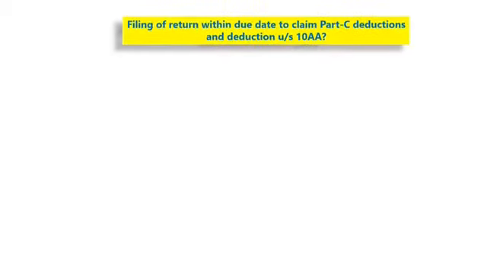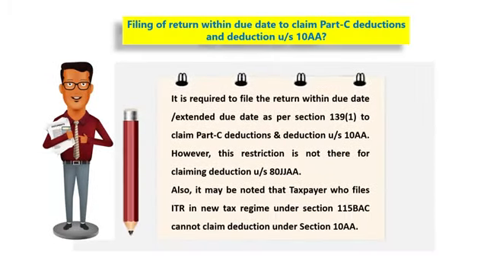If you wish to claim the deduction under Section 10AA, you are required to file the return within the due date or extended due date as per Section 139 subsection 1 to claim the deductions under Section 10AA. However, this restriction is not there for claiming deduction under Section 80JJAA. Also, please note that the deduction under Section 10AA is not available in the new tax regime. So, if you are filing your return in the new tax regime, you cannot claim the deduction under Section 10AA.